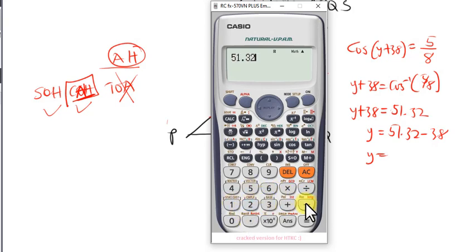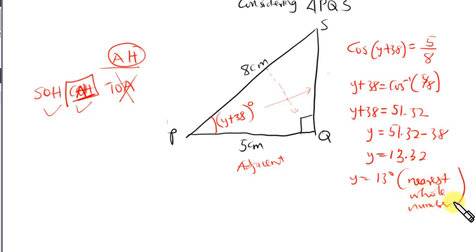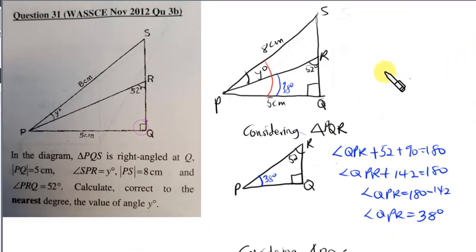So we have 51.32 minus 38, and that is 13.32. To the nearest whole number, the answer is 13 degrees. So that is one way you can solve this, and it is pretty easy, considering the two right angle triangles. You see that it's pretty simple.